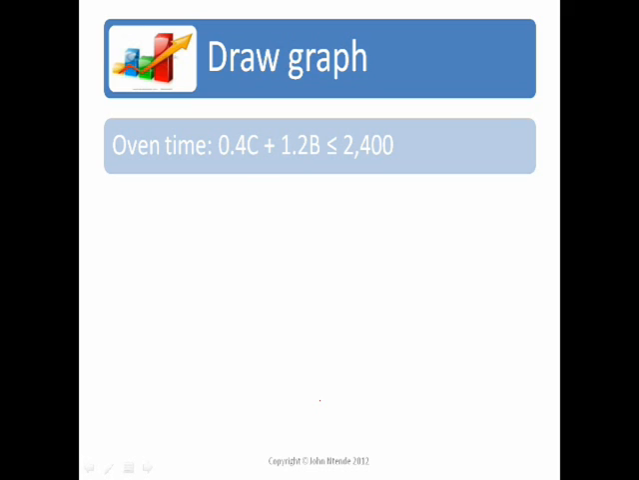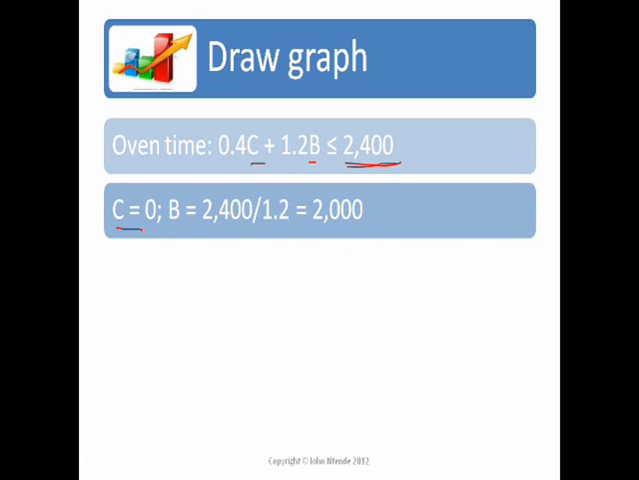Now, 0.4c plus 1.2b is less than or equal to 2,400 is a straight line. You have two variables and you have this figure here. In order to draw a straight line, you need 2 points on that line. So you can let c be anything and find the corresponding value for b. The easiest thing is to let c equal 0 and find the corresponding figure for b, which is 2000.